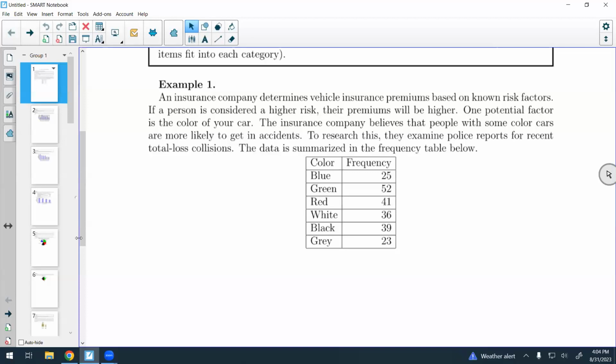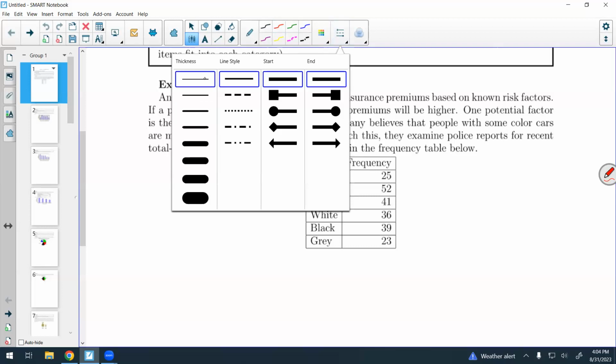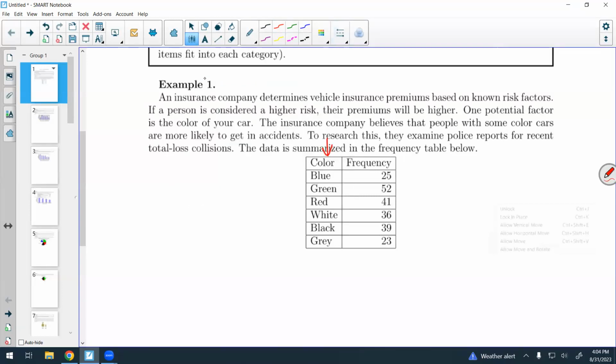So what we have here is our category, which is the color of the car, and then our frequency. And who would have thought that green is the most frequently totaled car?